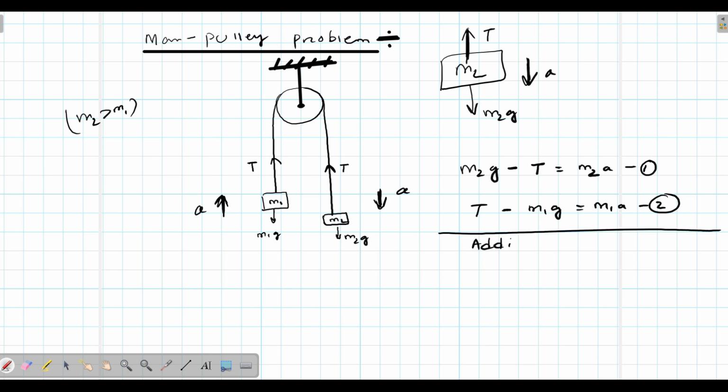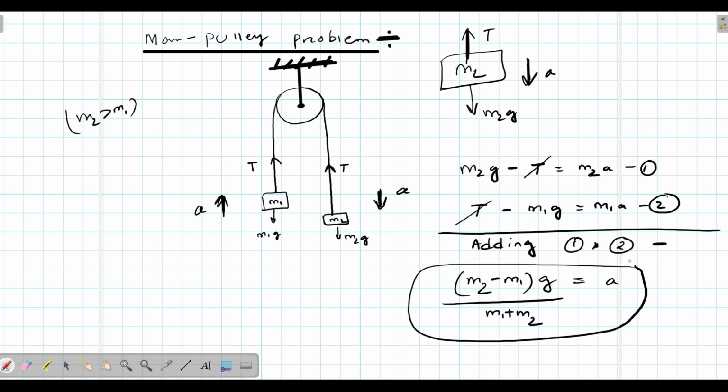Adding 1 and 2, T gets cancelled. (m2 minus m1) g equals a into (m1 plus m2). So A equals (m2 minus m1) g divided by (m1 plus m2), that is the acceleration. That is the mass pulley problem.